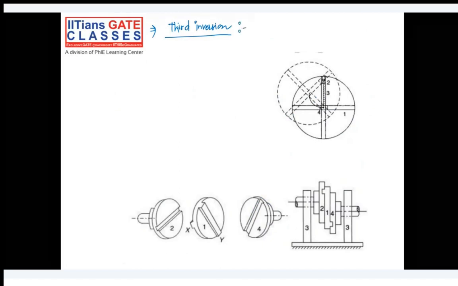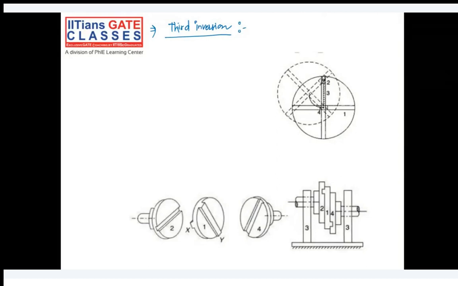Okay. So we have point A, we have point B. This is our link number 1. This is our link number 2, 3, and let's call this a 4. Sorry, this one is 4. It's 2, I'll write inside to make it more clear. So now rather than fixing this first link, we are fixing the third link.